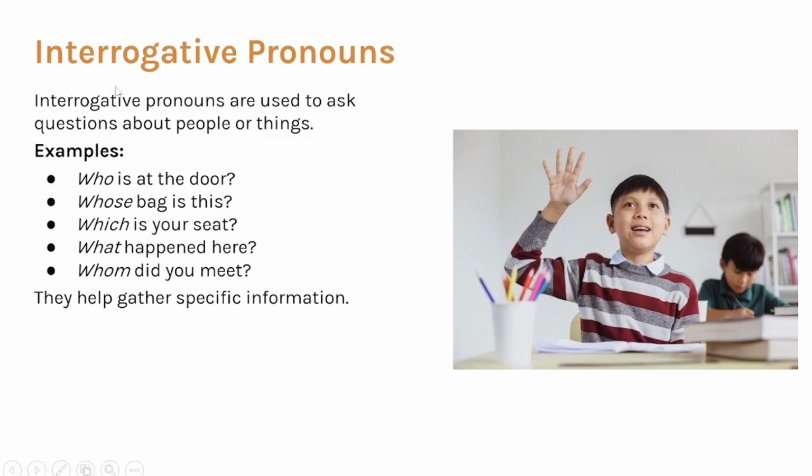Interrogative pronouns. Interrogative pronouns are used to ask questions about people or things. To interrogate is to ask questions. If someone tells you Abdi is being interrogated by the police, it means that he is being asked questions by the police. Look at this example. Who is at the door? Whose bag is this? Which is your seat? What happened here? Whom did you meet? They help gather specific information.